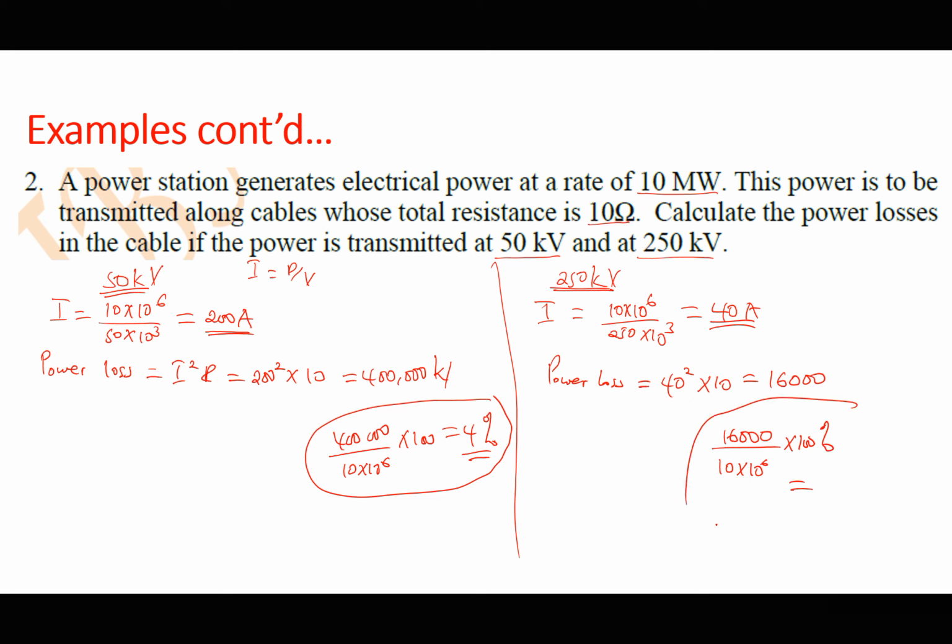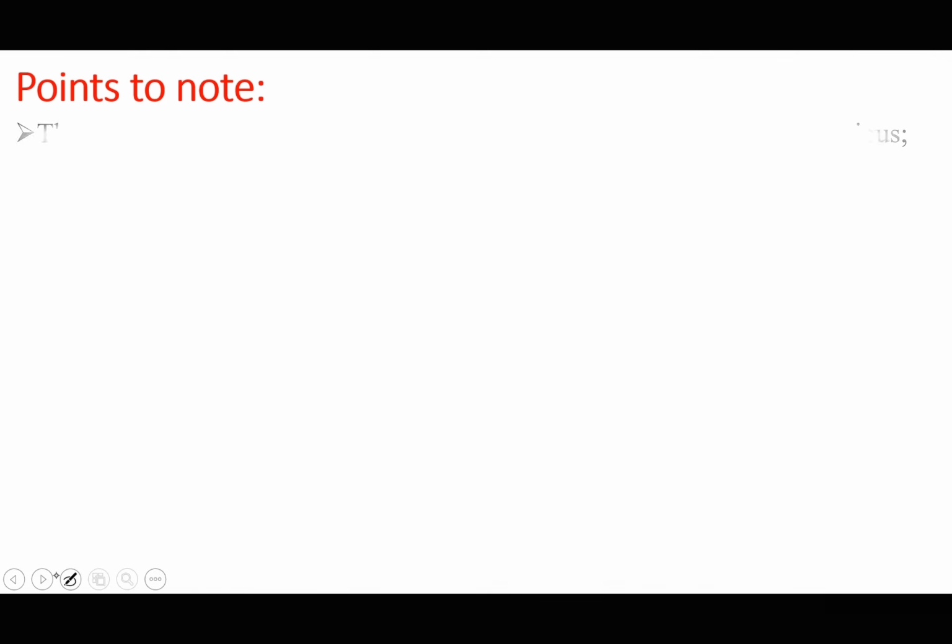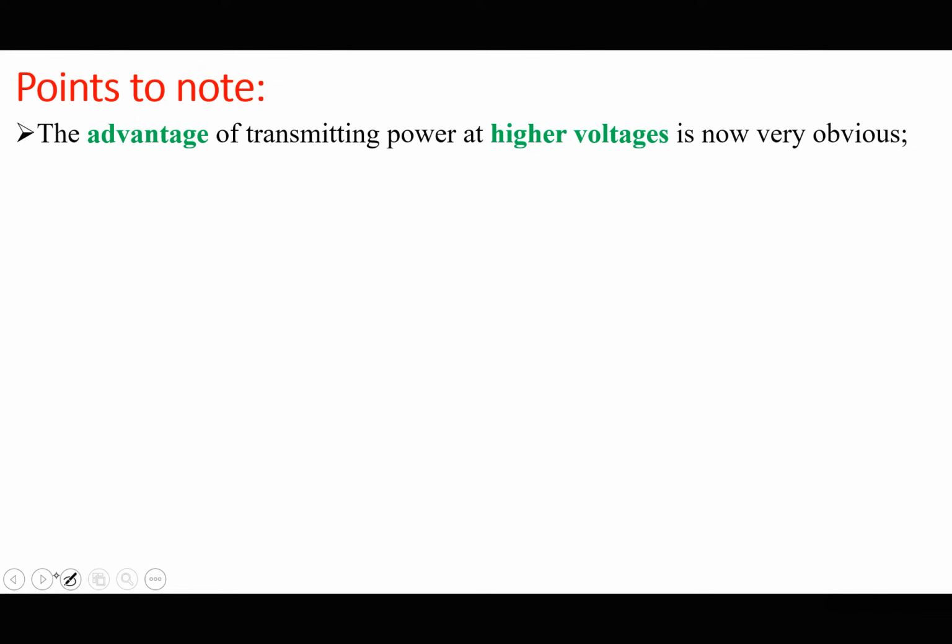So this is 16,000 times 100 divided by 10 to the power of 6. So here what is lost is 0.16%. So you notice that in all cases, a small percentage of power is lost if we transmit it at a very high voltage. So I therefore want you to note the following. Number one, the advantage of transmitting power at high voltage is now very obvious.